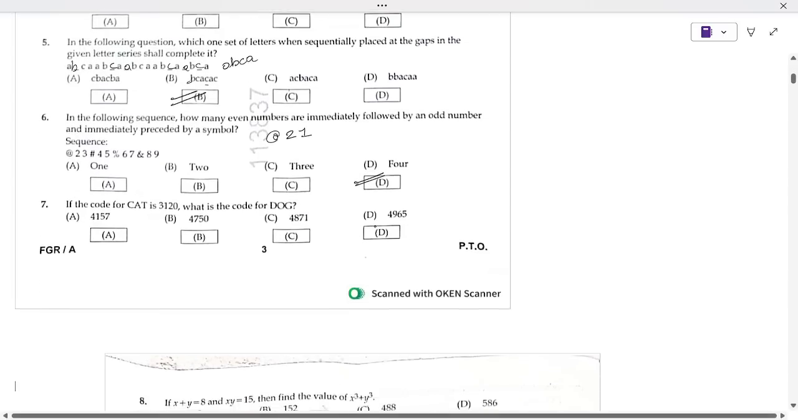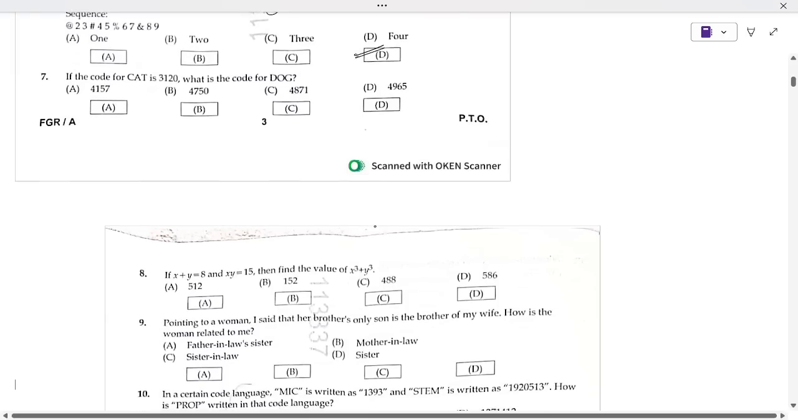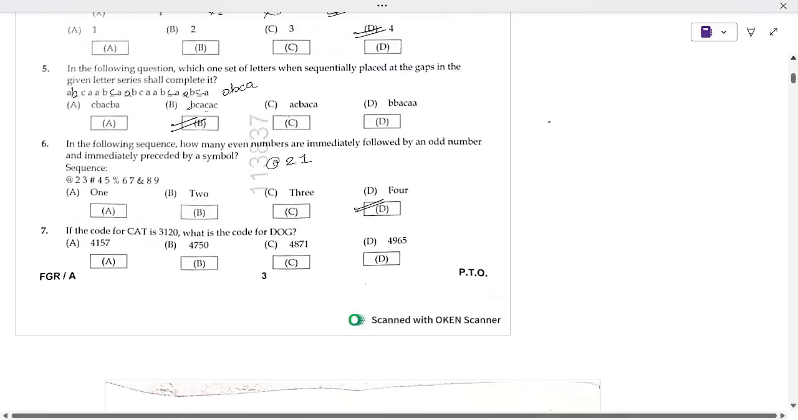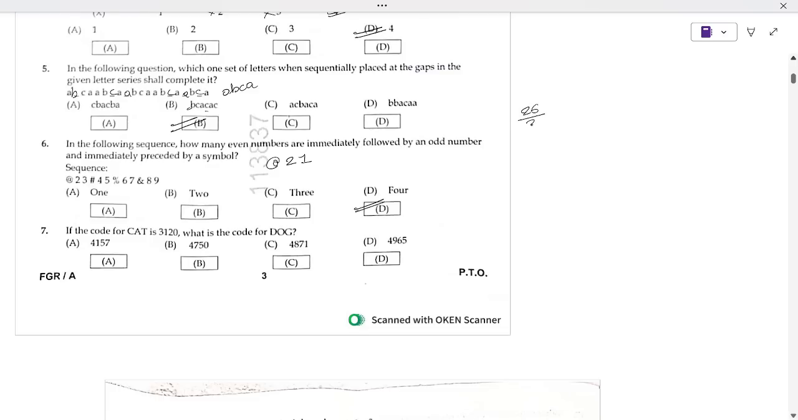Next, this is also from coding and decoding. Let's keep this in mind. In coding and decoding, the alphabet has 26 letters, divided by 2 gives 13, so let's pack that.